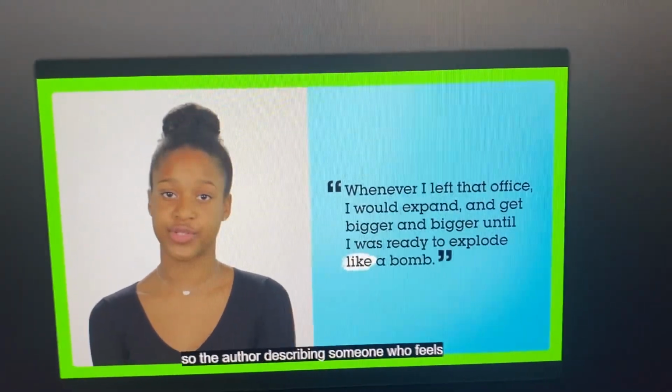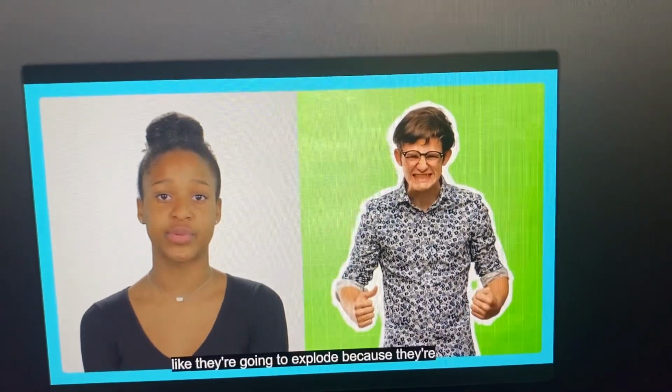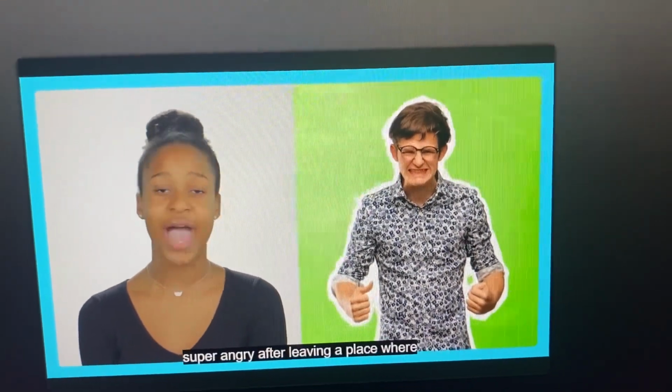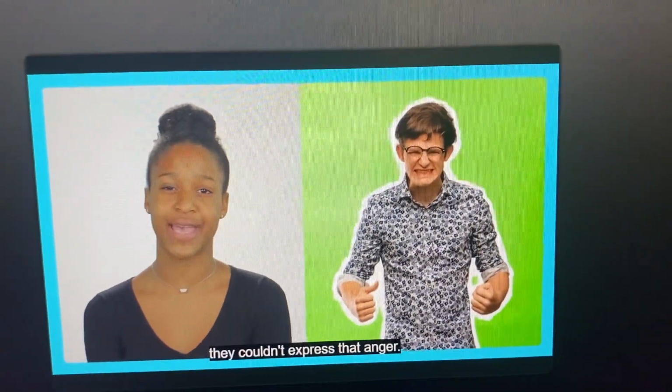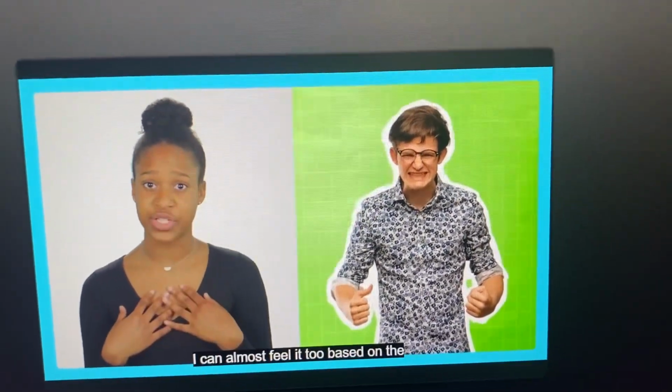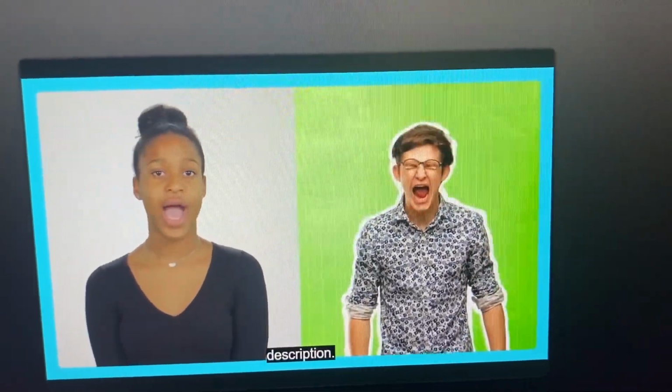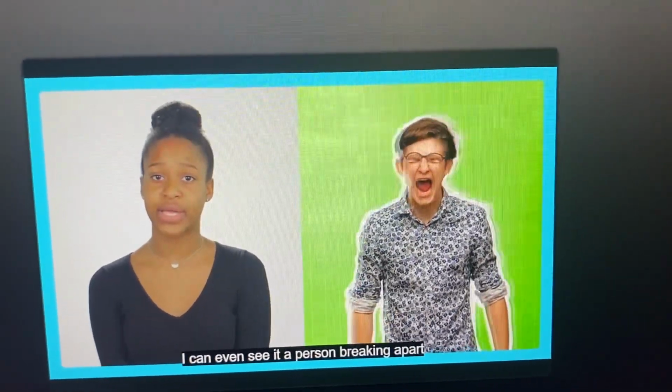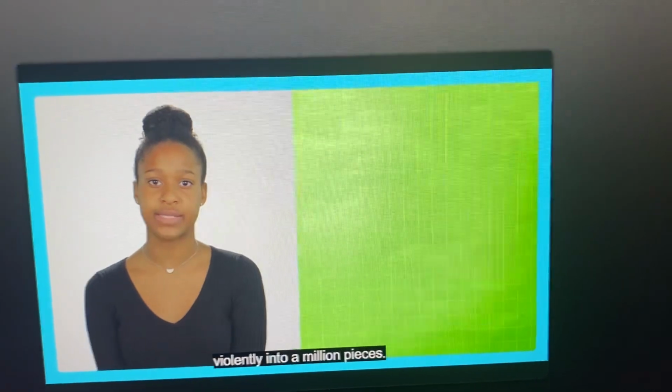So, the author is describing someone who feels like they're going to explode because they're super angry after leaving a place where they couldn't express that anger. I can almost feel it too, based on the description. I can even see it, a person breaking apart violently into a million pieces.